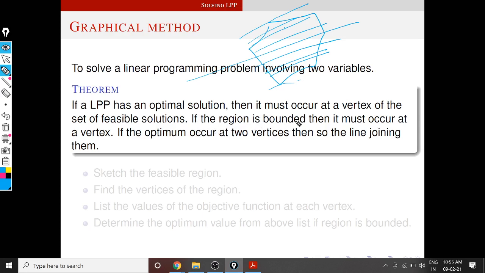If the region is a bounded region, then it must occur at a vertex. If the optimum occurs at 2 vertices, then it occurs along the line joining them.